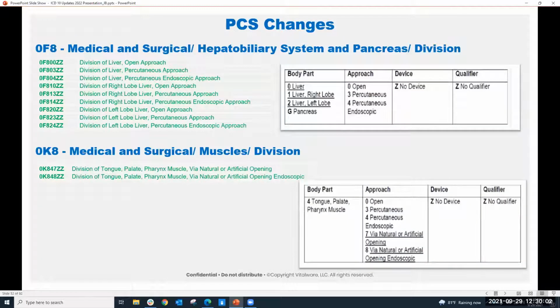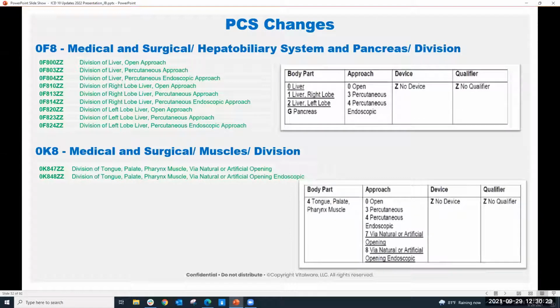All right, table OF8, this is the division of the hepatobiliary system, and this allows for reporting of associated liver partition and portal vein ligation for staged hepatectomy, otherwise called ALPPS.